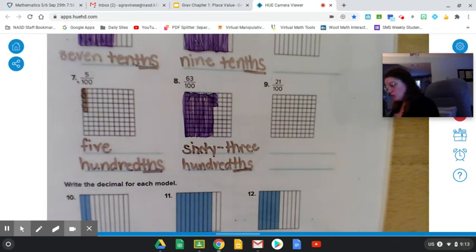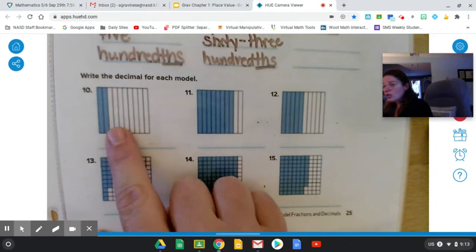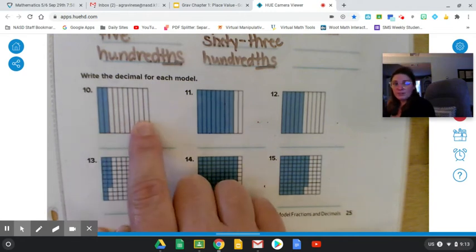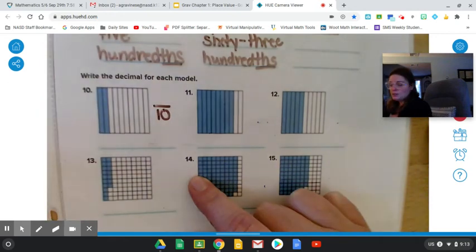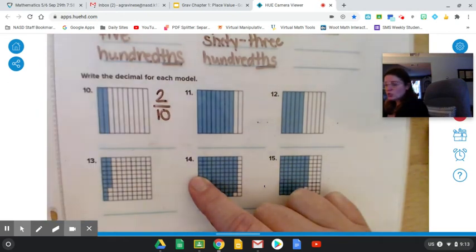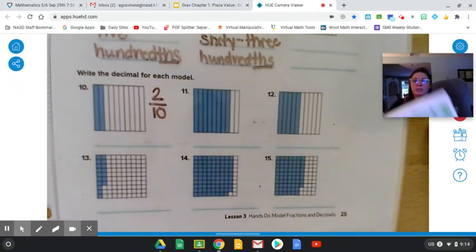All right, now let's go down to the next section. Write the decimal for each model. So we see that the model is shaded in for us, and I find it helpful to write the fraction first and then go into the decimal. So for the fraction, I have 10 equal sized pieces, so my denominator is 10, and 2 of them are shaded in, so I have 2 tenths. Now, how does this look as a decimal?